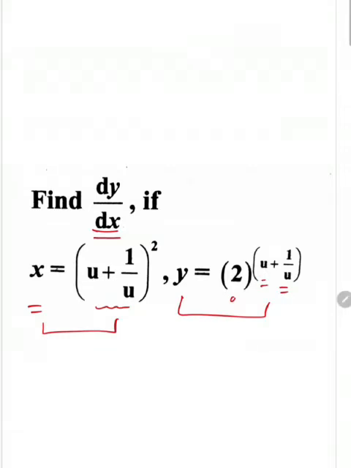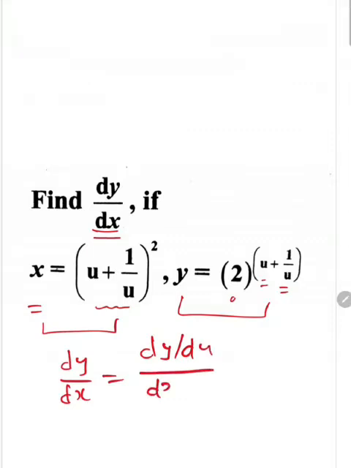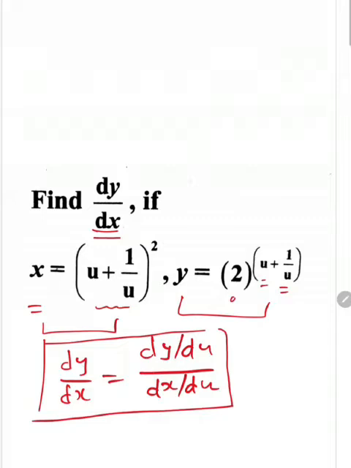So parametric equation theorem says that if you want to find dy by dx, you have to find dy by du and you have to find dx by du, and if you divide, what you get is dy by dx. This is the basic theorem which I need to use to solve this problem.